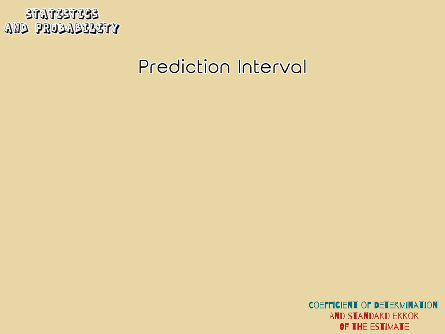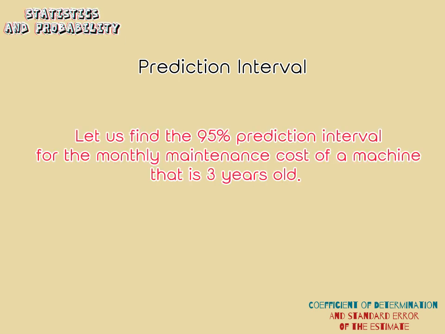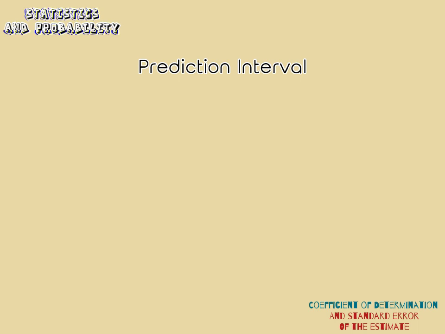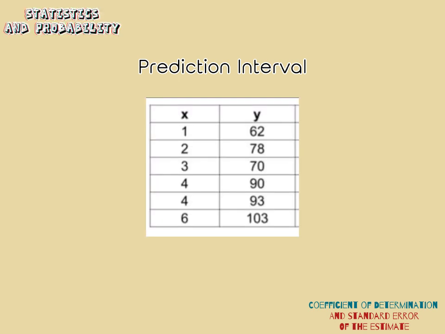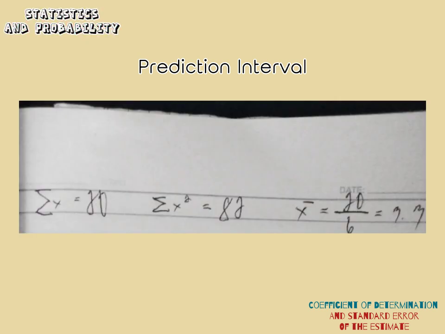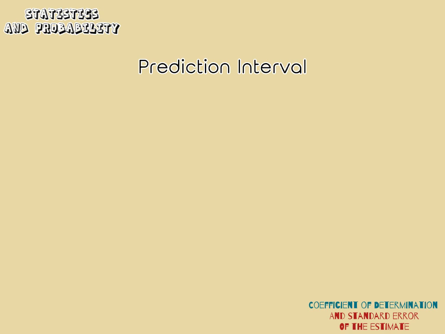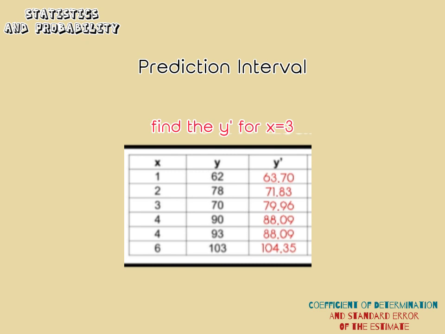Using the data we have in our last example, let us find the 95% prediction interval for the monthly maintenance cost of a machine that is 3 years old. Let's start having the solution. Step 1 is to find the summation of x squared, and the mean of x. Step 2. Find the y prime when x is equal to 3. Substitute based on our regression line equation.